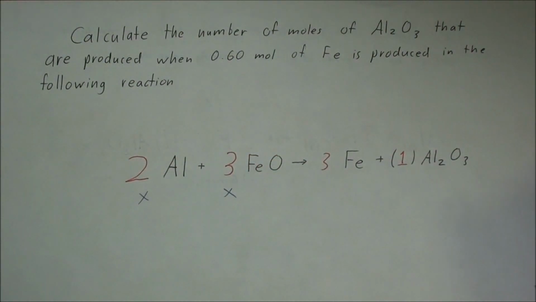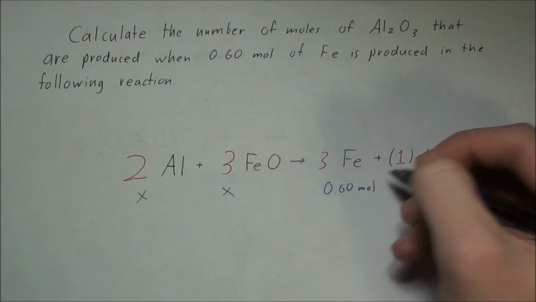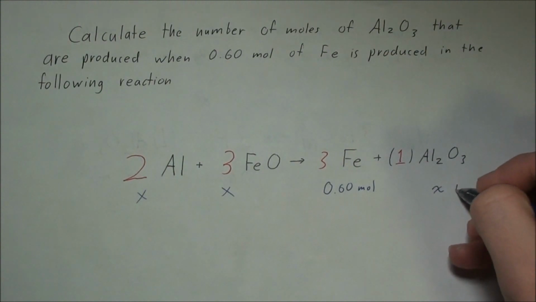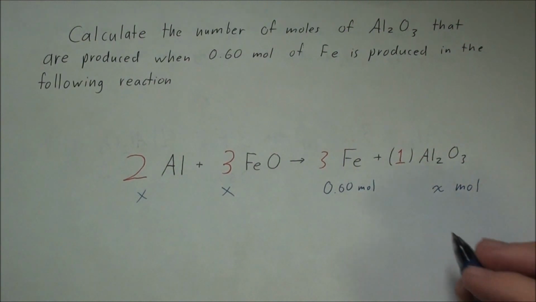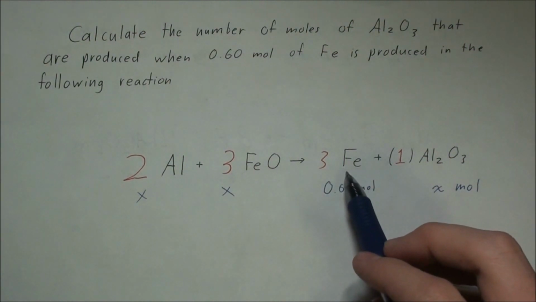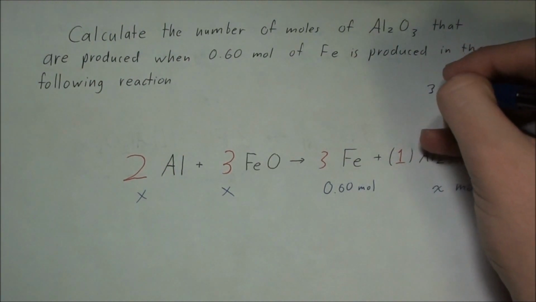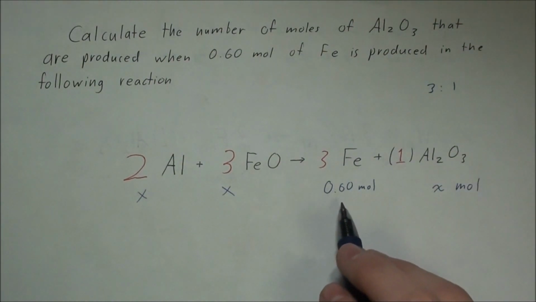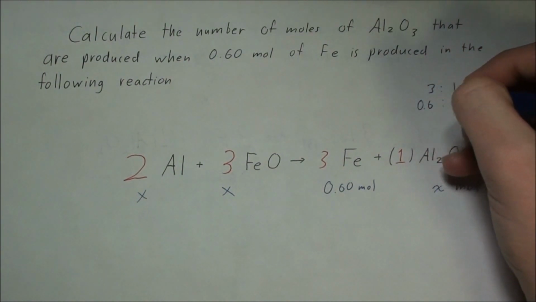Now, given we have 0.6 mole of iron, we're going to put 0.6 mole under iron. Now we don't know what Al2O3 is, so we're just going to put an X under that with the mole. Now we can tell from this problem that we have 3 of Fe and only 1 of this. So we can tell the ratio here is going to be 3 to 1. Now for the ratio here, we have 0.6 mole and an unknown.